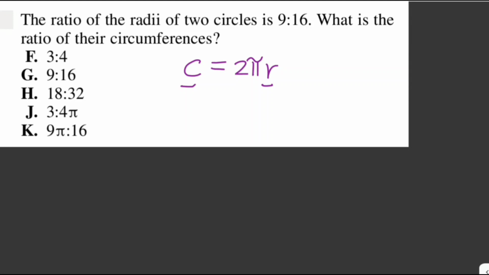And since we are given here that the ratio of the radii of the two circles is 9:16, that means that the ratio of the circumferences of the two circles is the same, and it is also equal to 9:16. So the answer here is letter G.